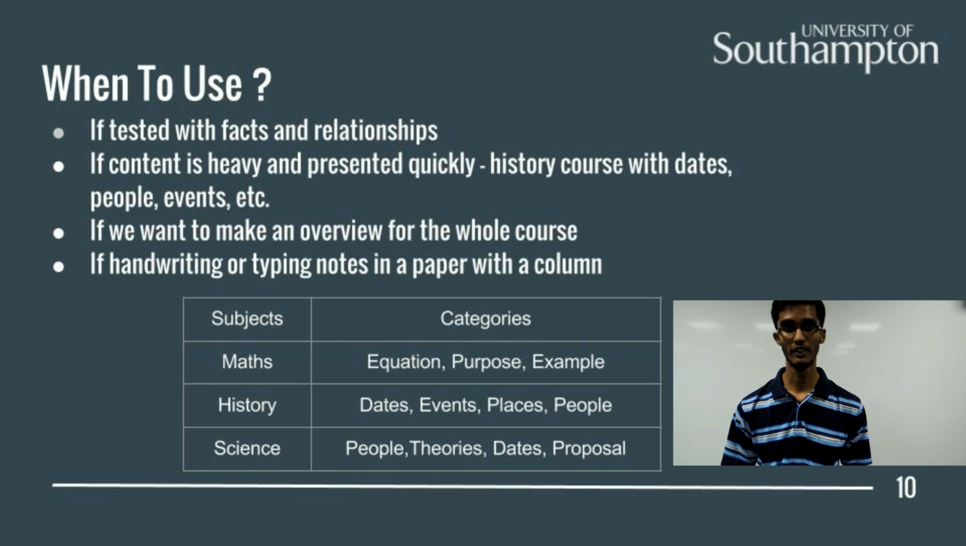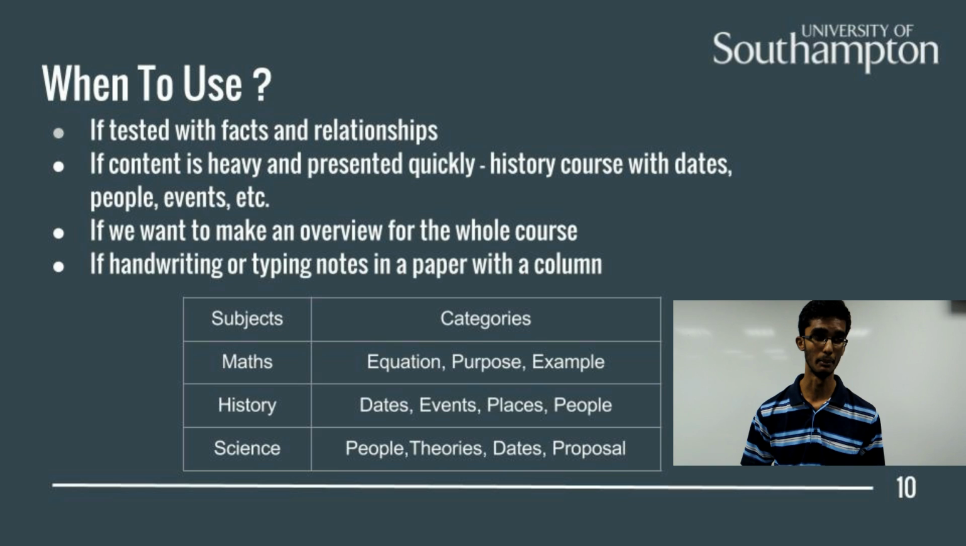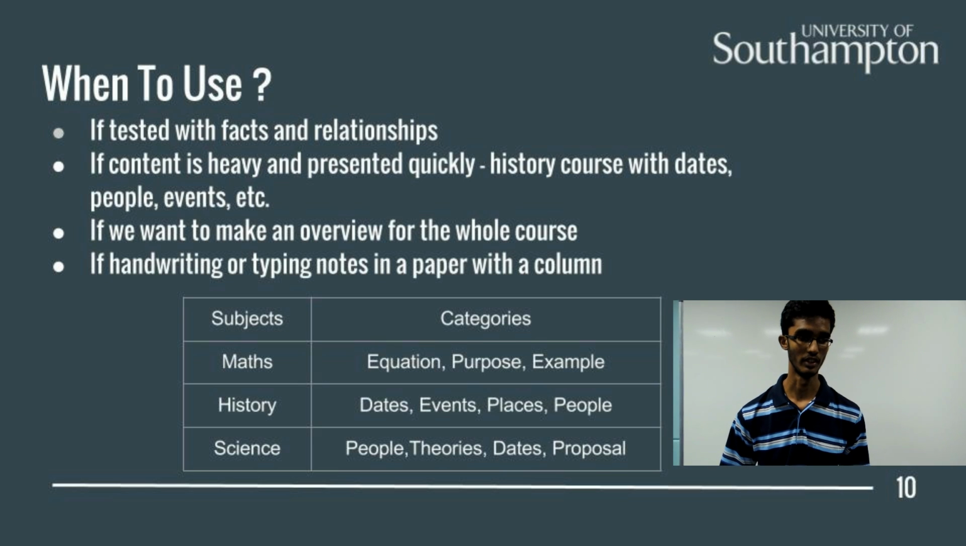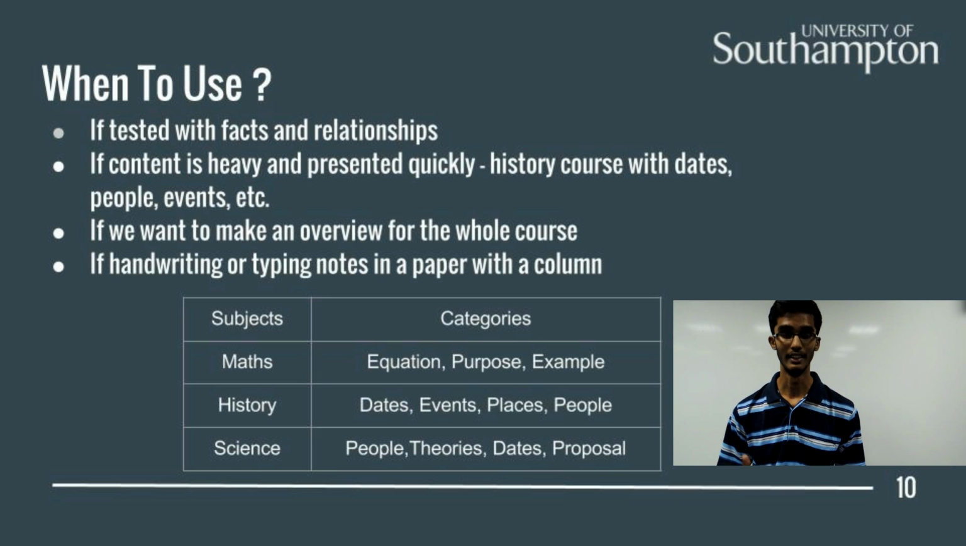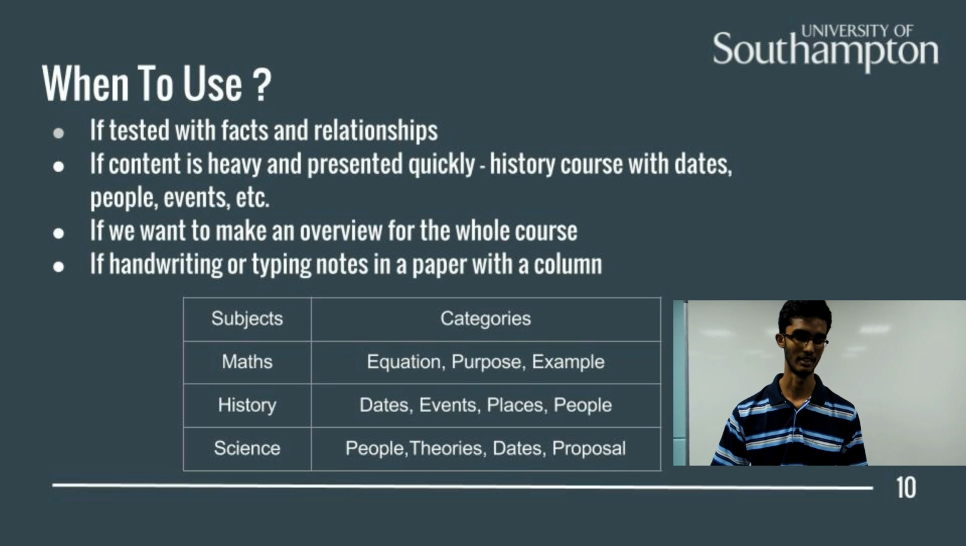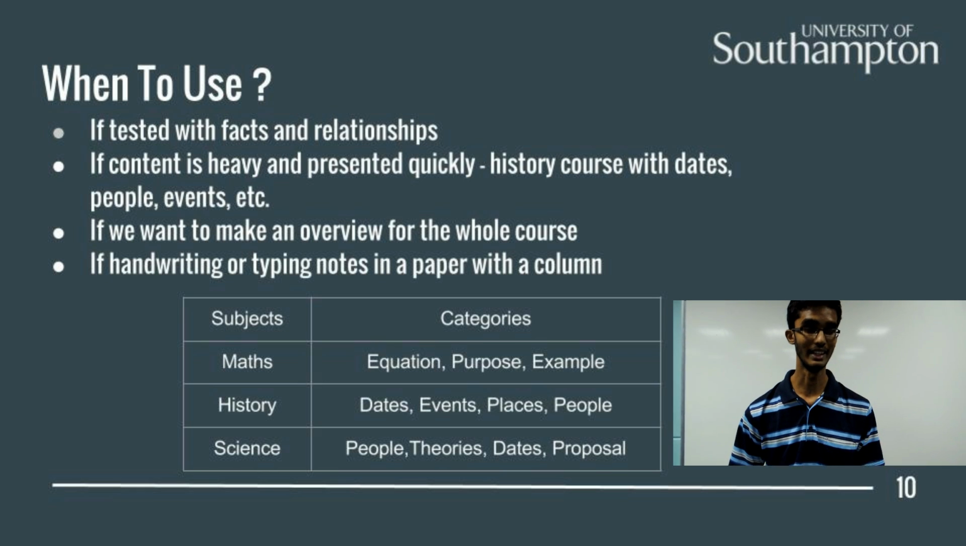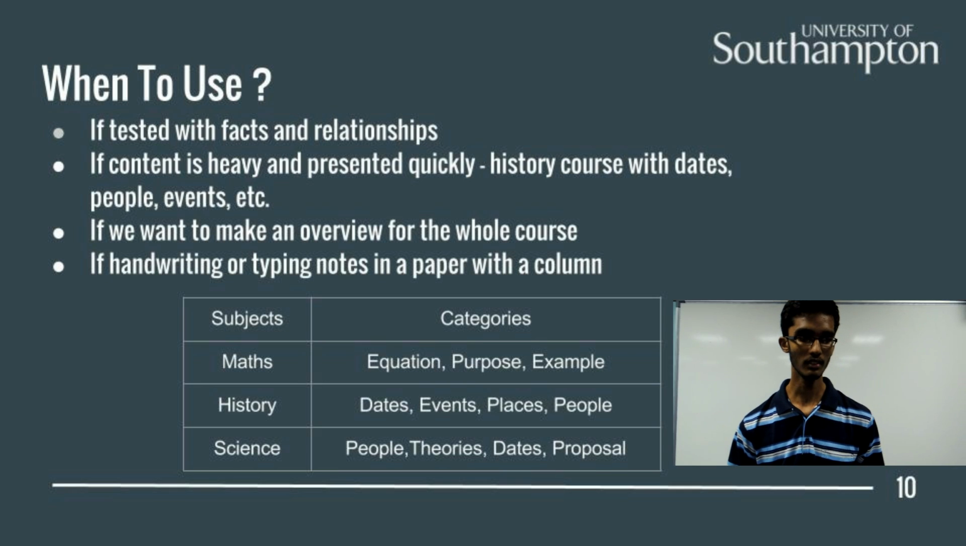Now there are a few preferred subjects for the charting method. Firstly is maths, and the basic categories for mathematics are equations, purposes and examples. Secondly is history, where the categories are dates, events, places and people. Thirdly, science is a preferred subject, and the categories are people, theories, dates and proposals.